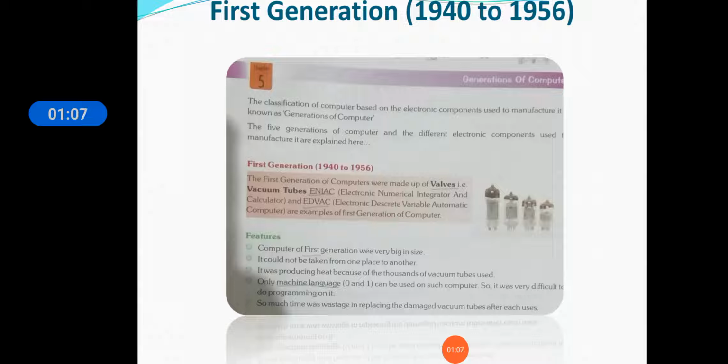It was very difficult to make any changes in the programming, because it was machine language in the form of 0 and 1. There was also so much wastage in replacing the damaged vacuum tubes after each use. Many vacuum tubes were damaged, so removing them and putting them in again was very difficult in the first generation of computers.